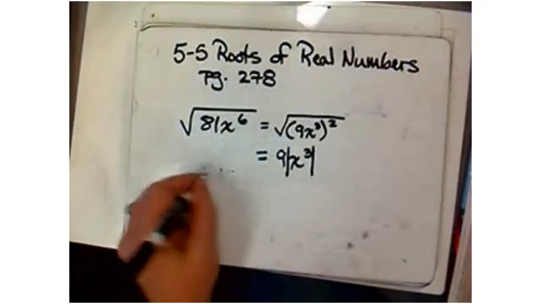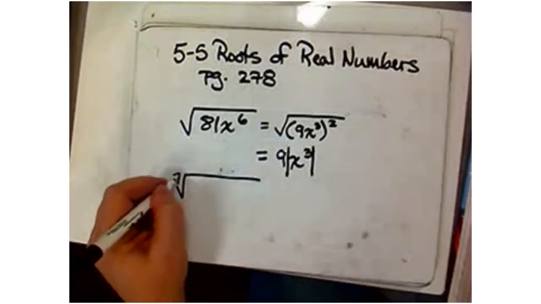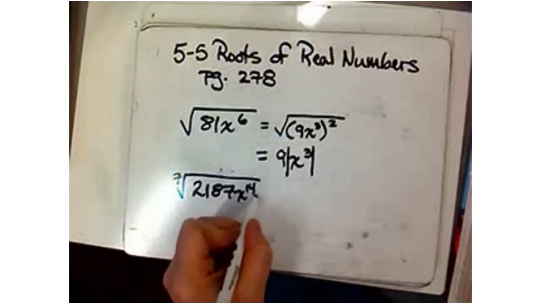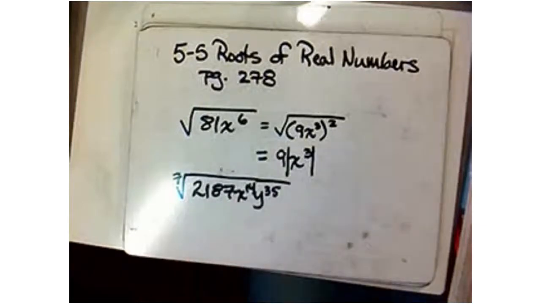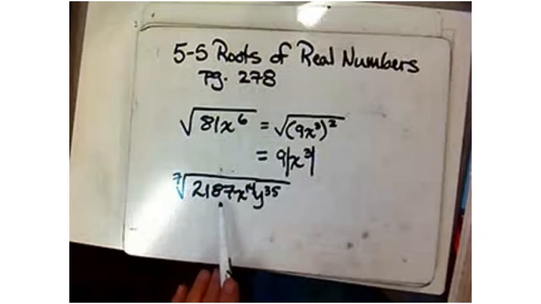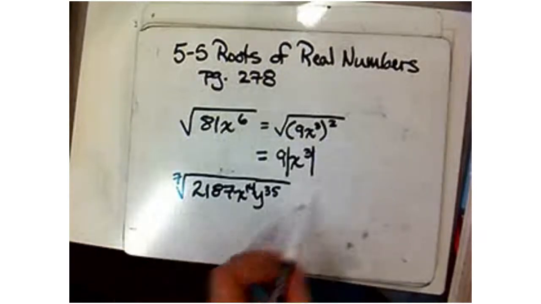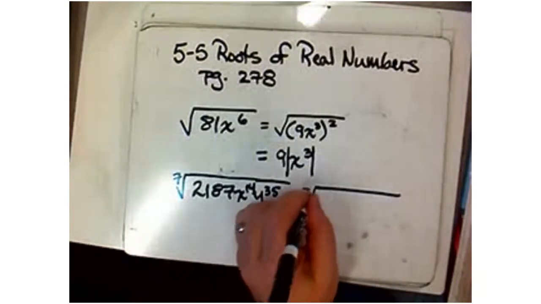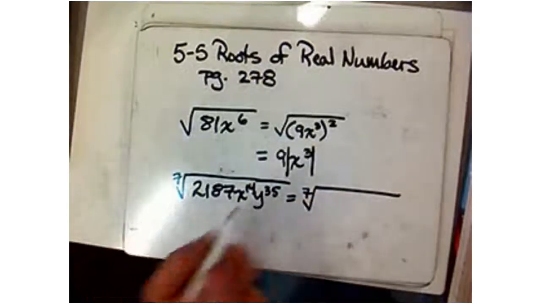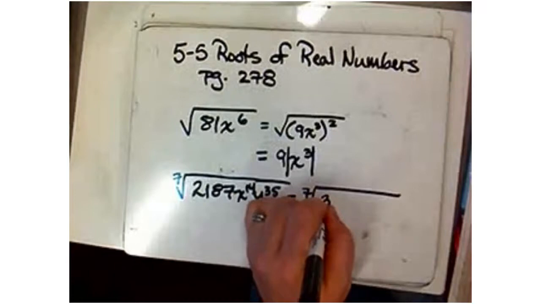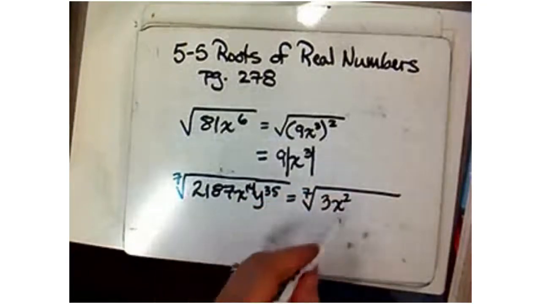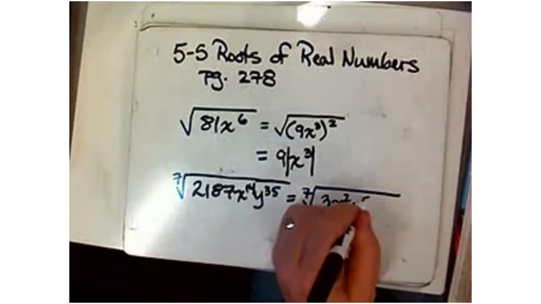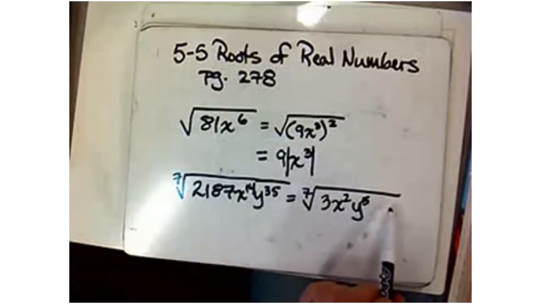Notice on example 2, it's the seventh root of 2,187 x to the 14th y to the 35th. Notice they broke that up into perfect seventh powers. They said, okay, 3 to the seventh power becomes 2,187. You probably want to use your scientific calculator for that. x to the second, because x to the second to the seventh, 2 times 7, becomes 14. y to the fifth, because y to the fifth to the seventh becomes 35th.